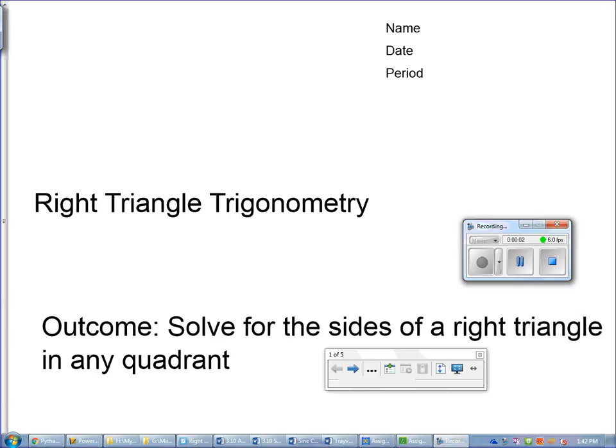The title of this note is Right Triangle Trigonometry, and your outcome is that you will be able to solve the size of a right triangle in any quadrant.